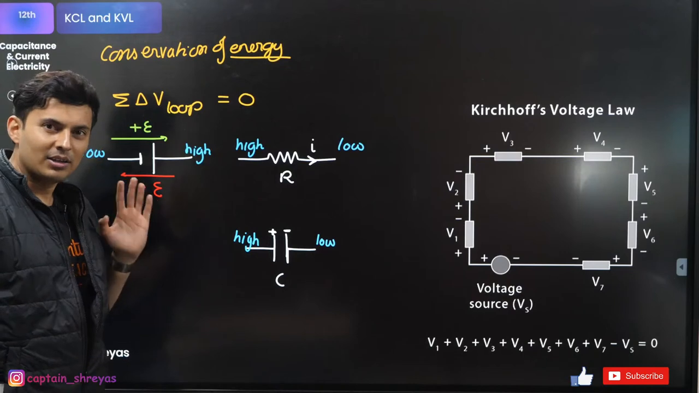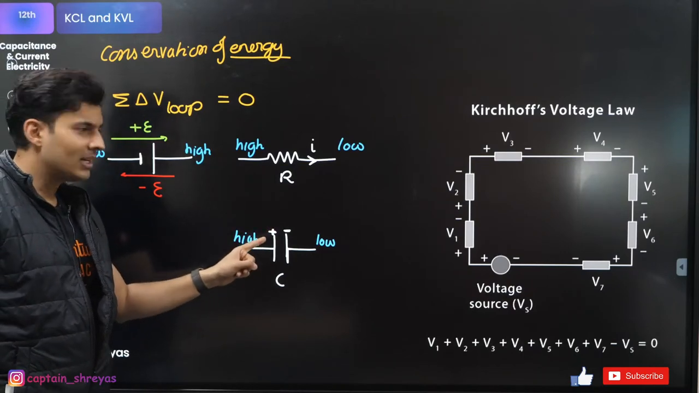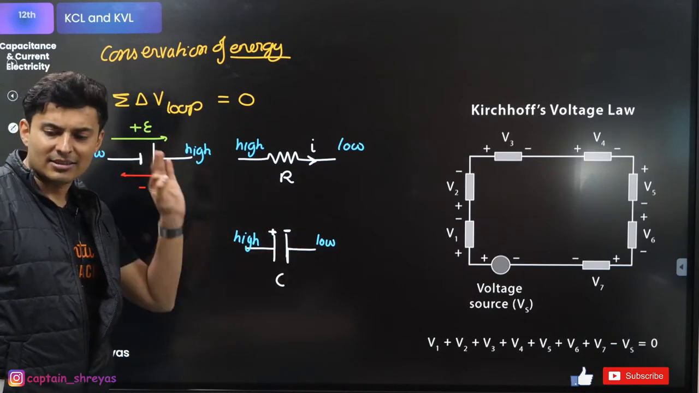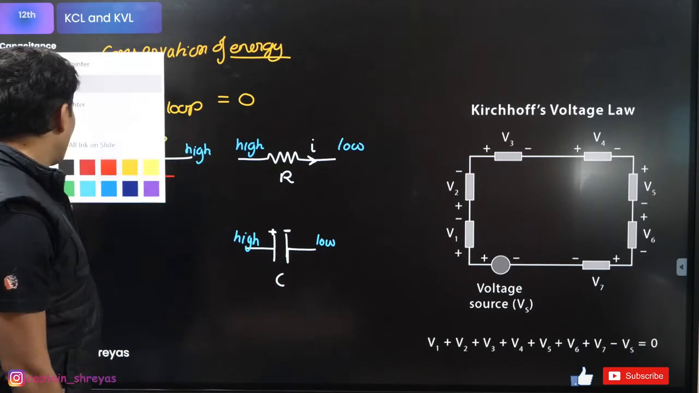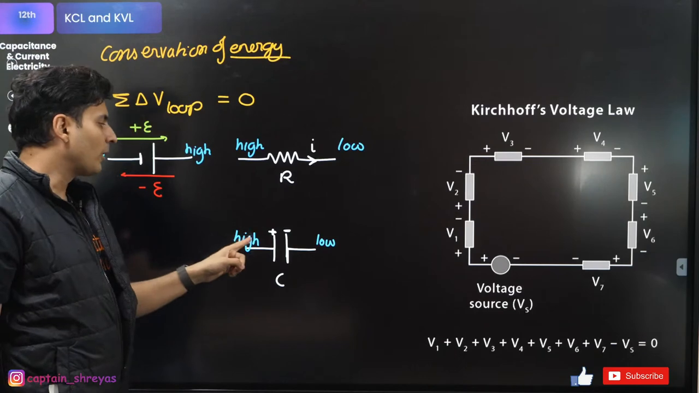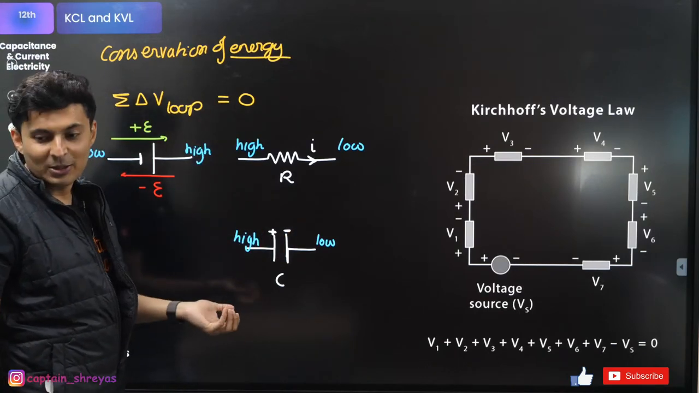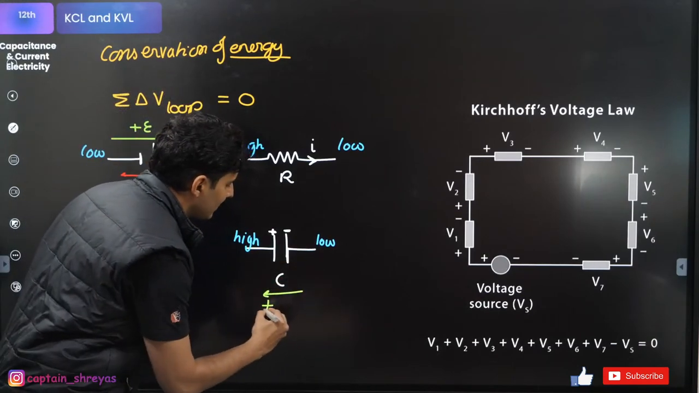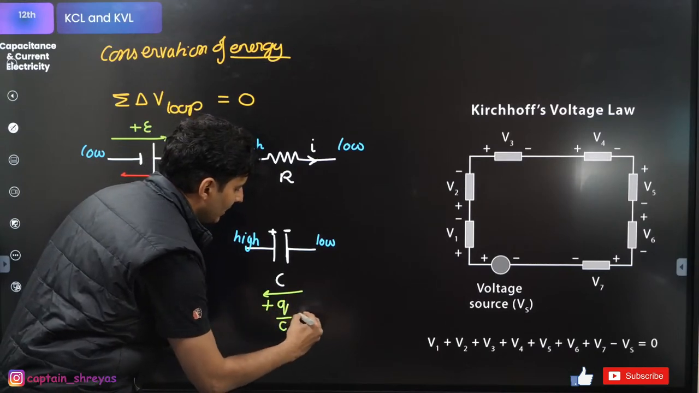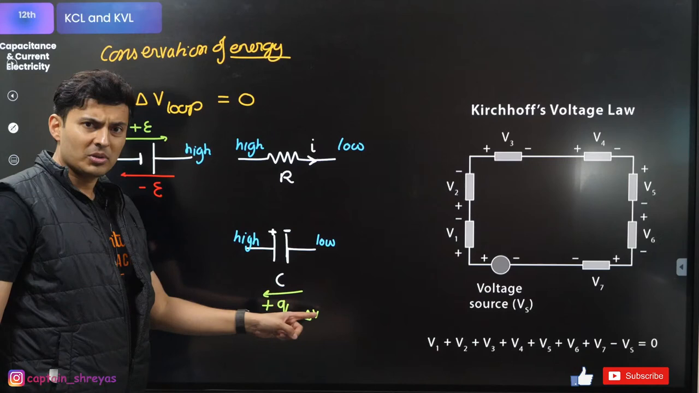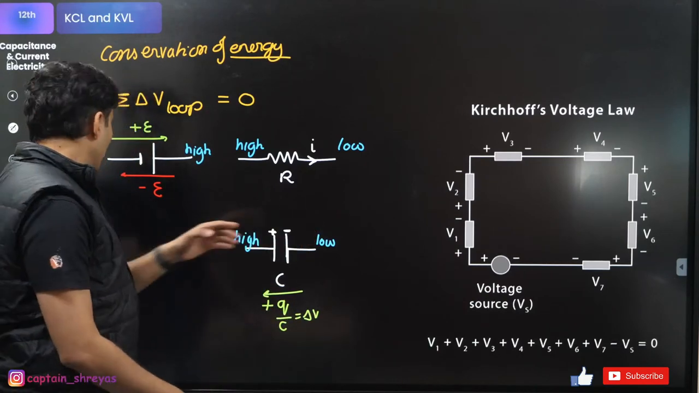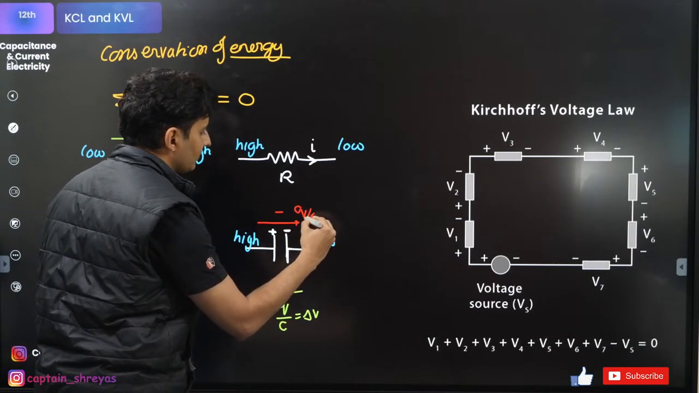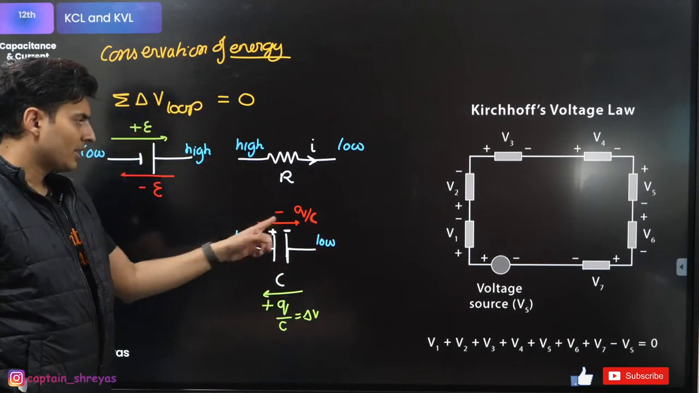Understood? Similarly, think and clearly tell me, if I go from left to right in this capacitor, will it be plus or minus? Just answer that quickly in the chat box, guys. If I go from plus to minus, it will be minus because I'm going to a lower value. If I go from here to here, then it will be plus. And voltage is always Q by C. Remember that? That is the voltage difference. Q is equal to CV, so Q by C is the voltage. If I go like this, it will be minus Q by C. Is that right?